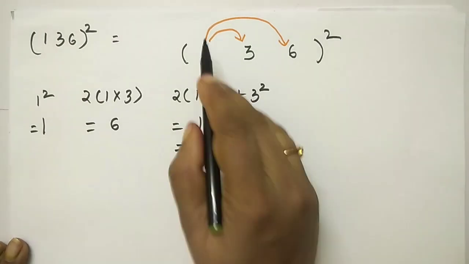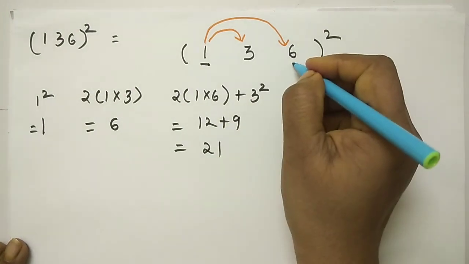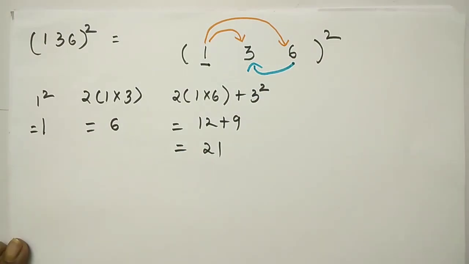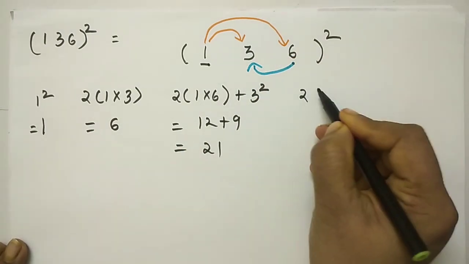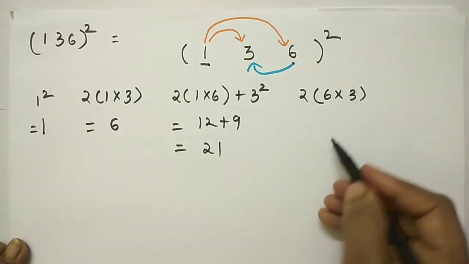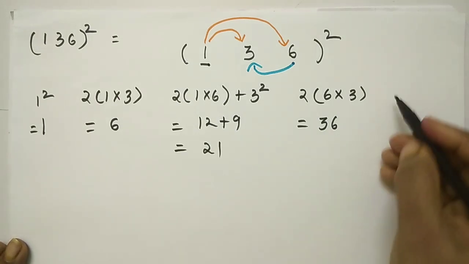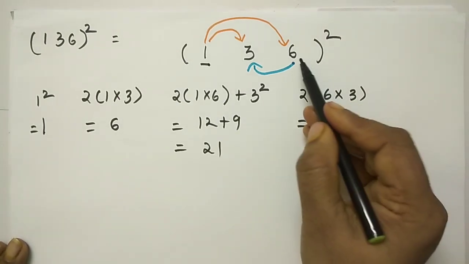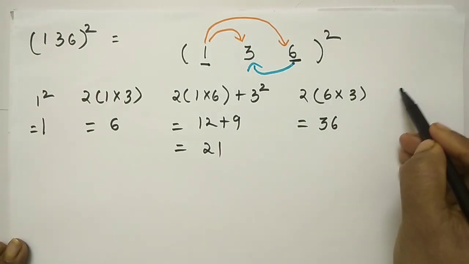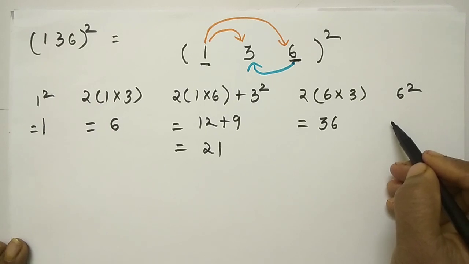This side of the multiplication we have done. Now we have to do it in reverse. That is 6 into 3. So 2 into 6 into 3. In the middle no number is there, so this is equal to 36. Now at last you have to come to the last number. That is 6 square, which is nothing but 36.